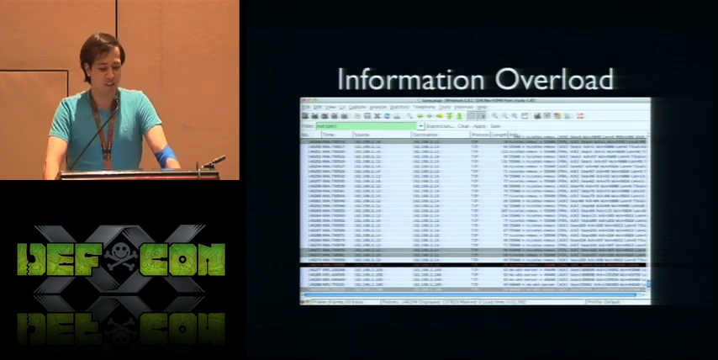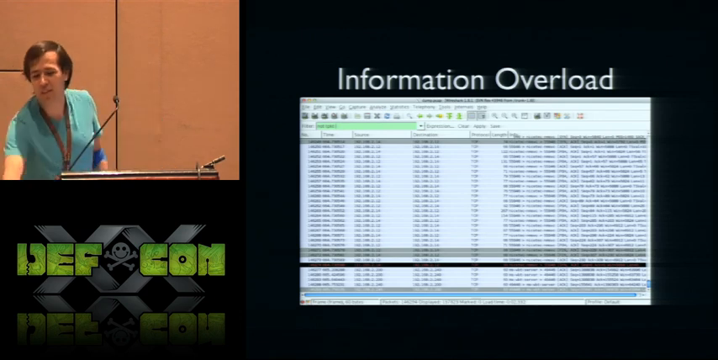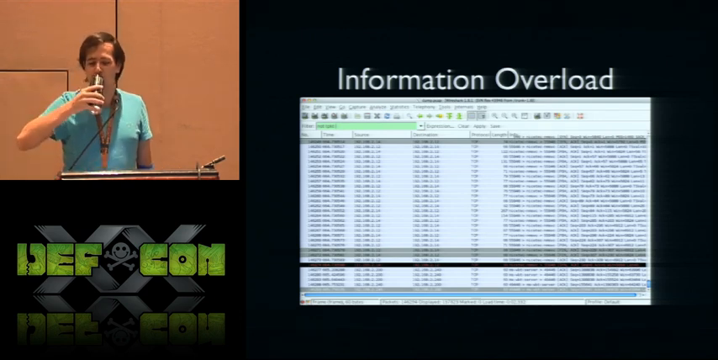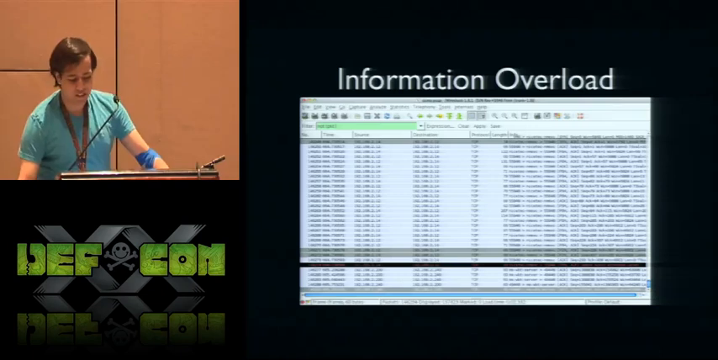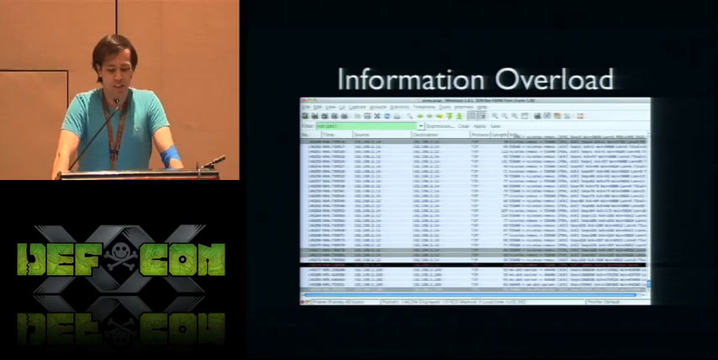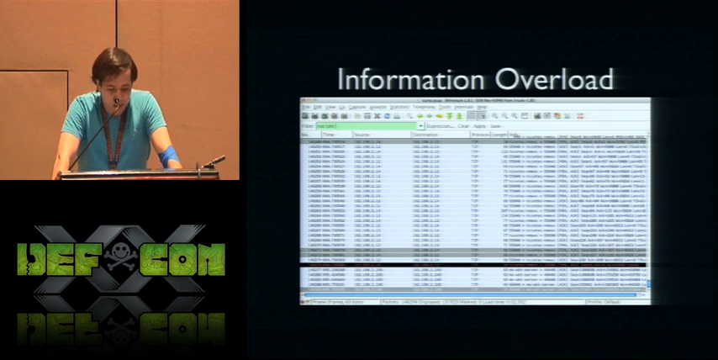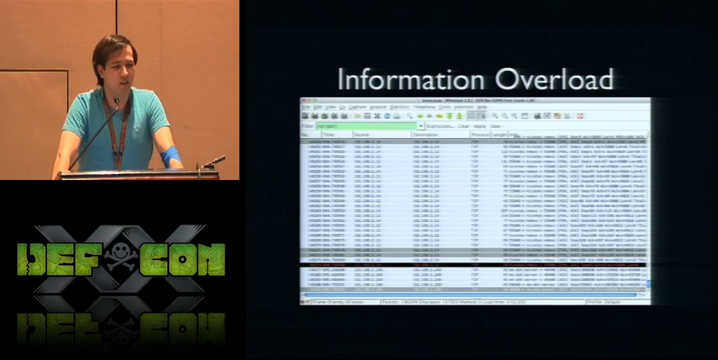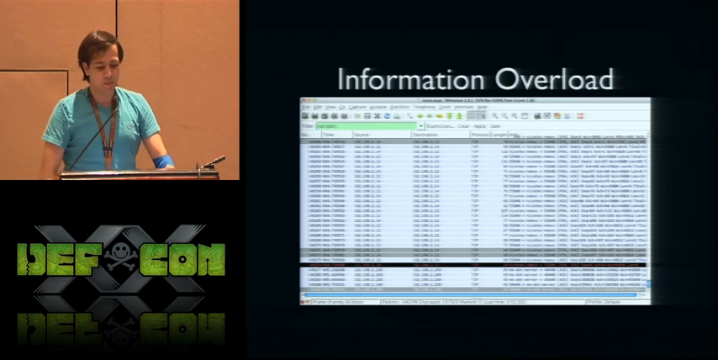So this is a screenshot of DivaShark with some of the Capture the Packet traffic open last year. And as you can see, there's a lot of information. This is one view of the 146,000 packets, and I think this is about a quarter of the traffic dump for the entire hour long. So there's tons and tons of noise.